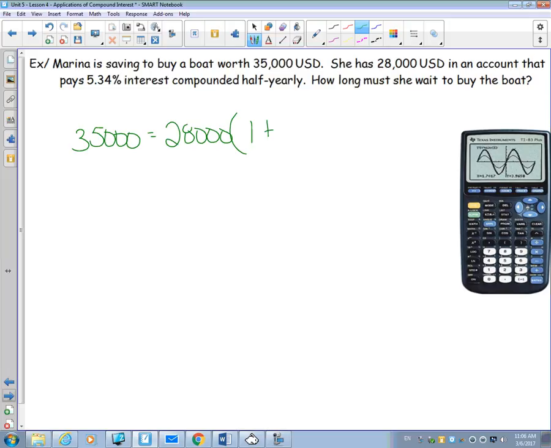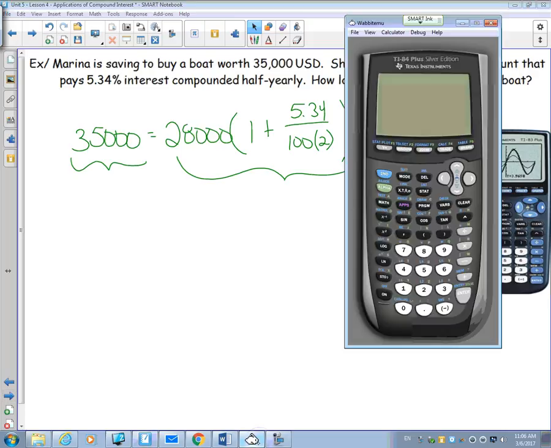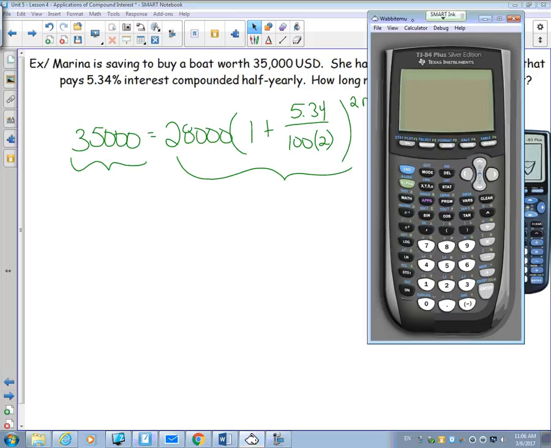One plus 5.34. We're going to do it twice a year. It's compounded half yearly. We're doing it 2 times a year for n years. So if I want to solve this, I have to solve for an unknown exponent. We know we can do that using some technology. So to do this, we're going to have to use our graphing calculators. We're going to have a line, and we're going to have an exponential curve. Okay, so we can find a point of intersection if we set our window appropriately.